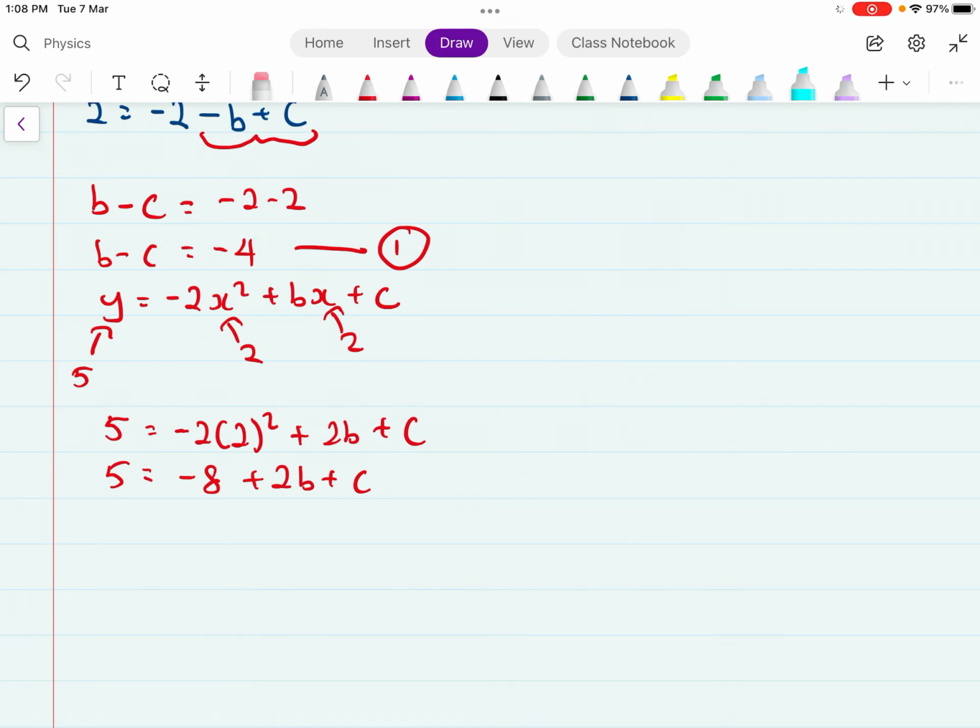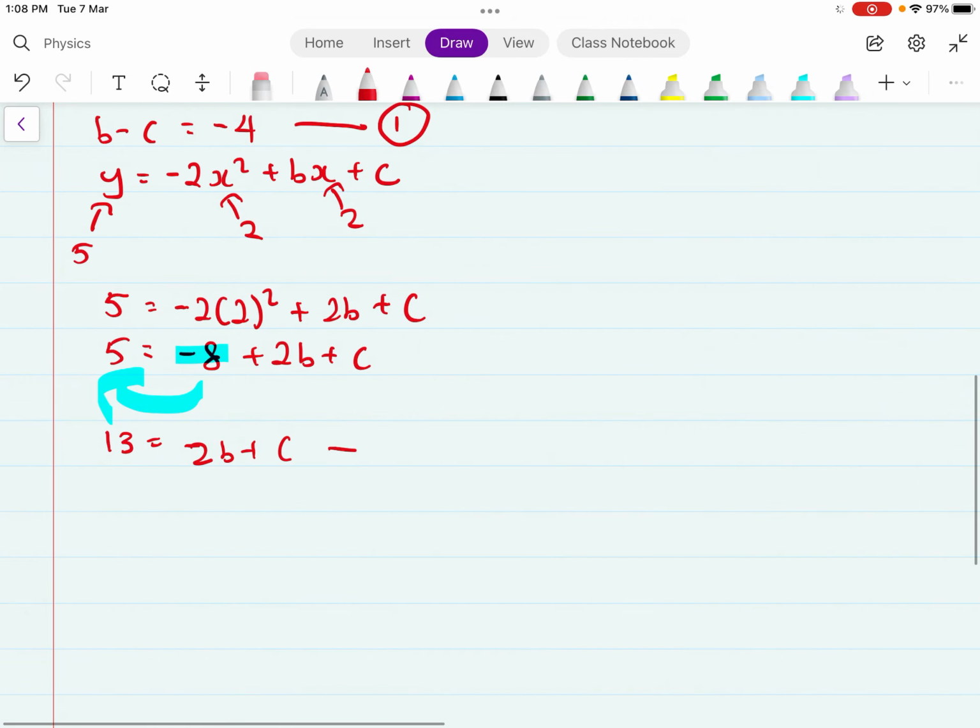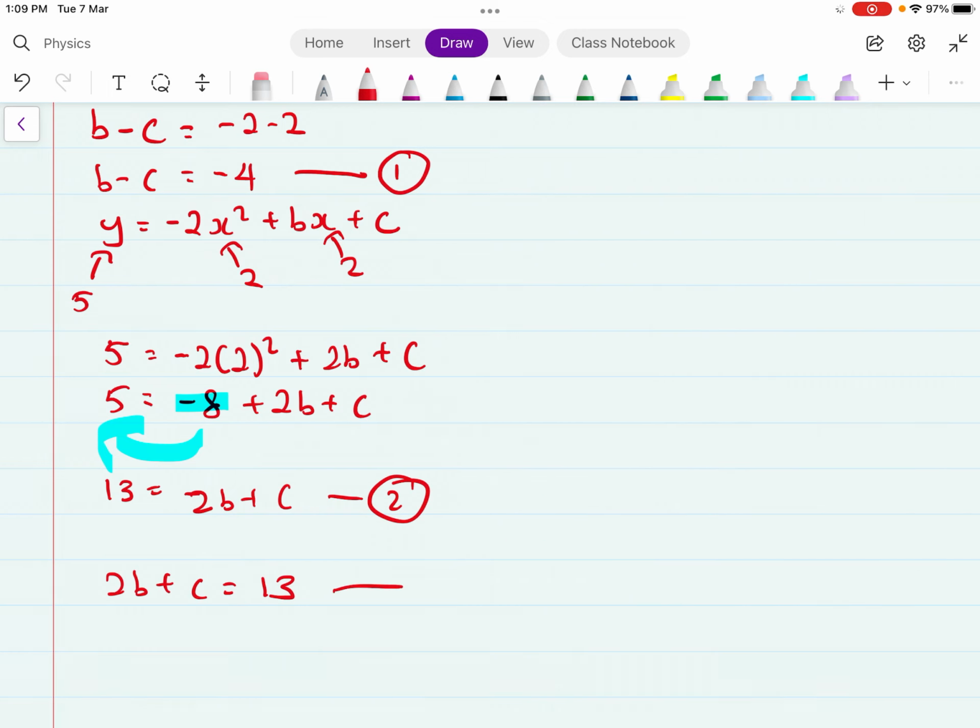Okay, so now I move minus 8 to the left hand side. So it's equal to 5 plus 8 is 13, equals negative 2b plus c. So now you can see, right? Equation 2 is out. So I make it into this, so it's nicer. Okay, so equation 2 I put here. So this one just erase first.